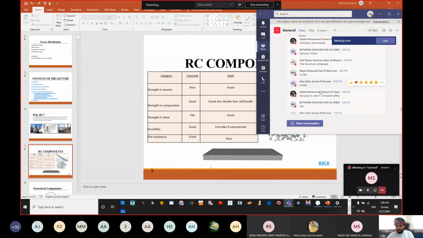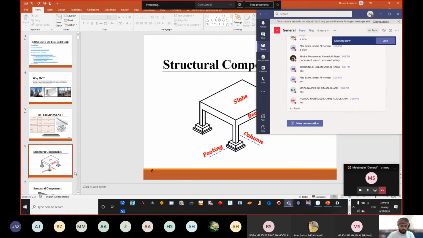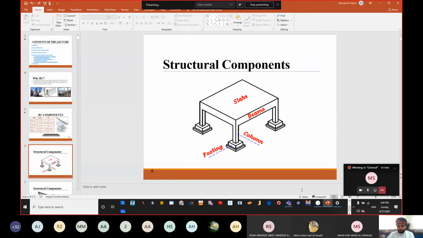Okay. So once again, structural engineering is very easy. It's not complicated. The only thing you need to do, rather than complicating the situation, is try to imagine something closer to you so you will understand it. Like when we talk about compression and tension, we are referring to one pen or two pens with the glue. Okay. Now going for structural components.